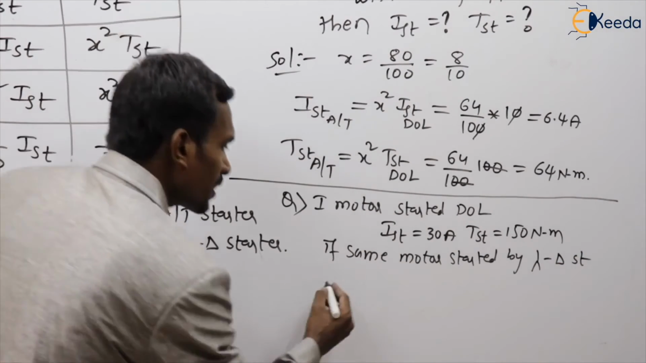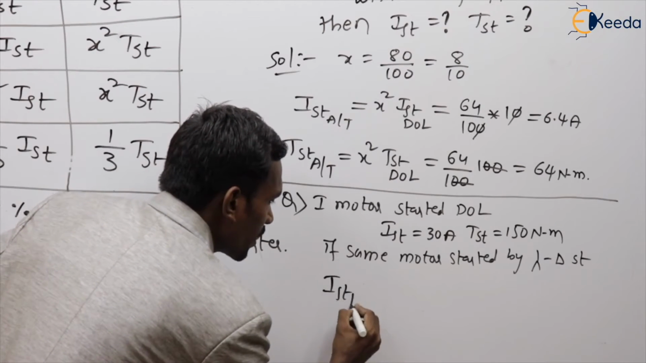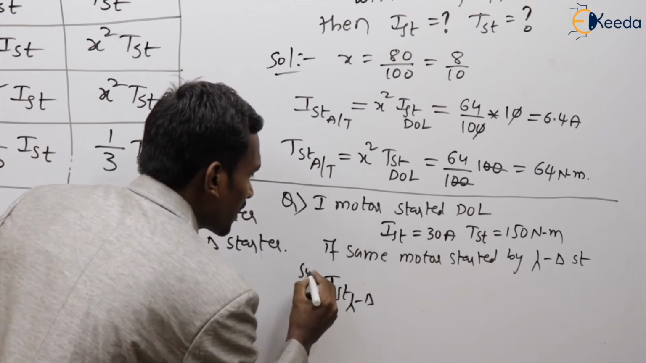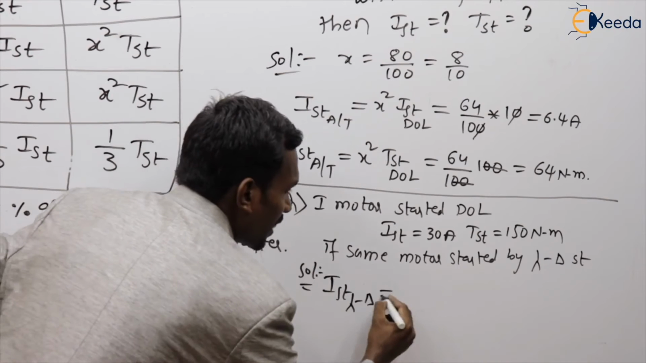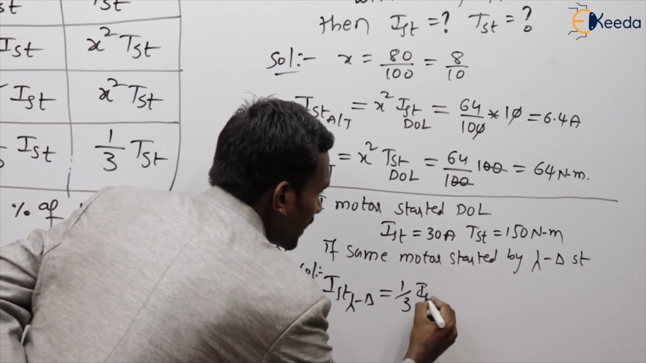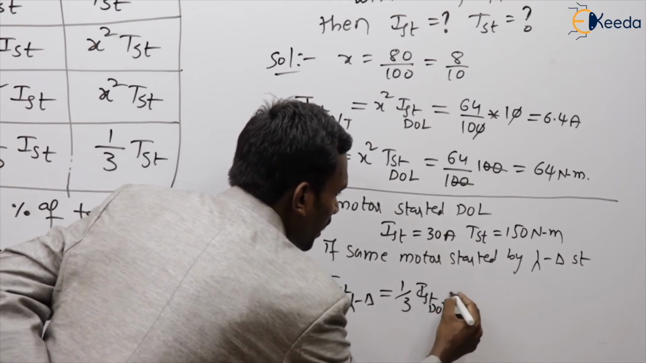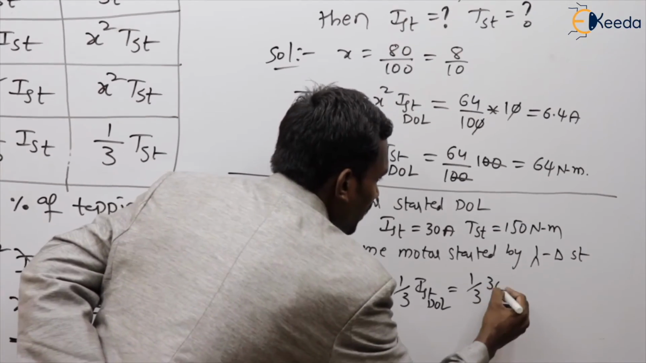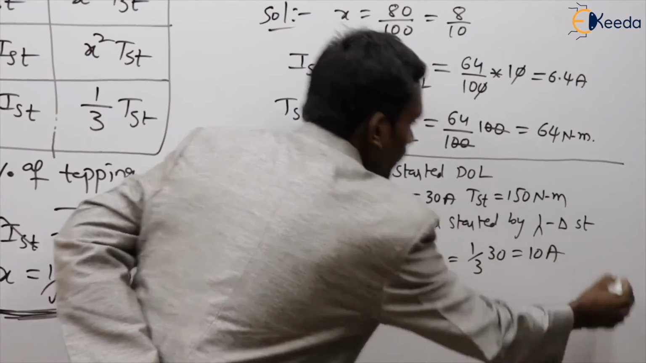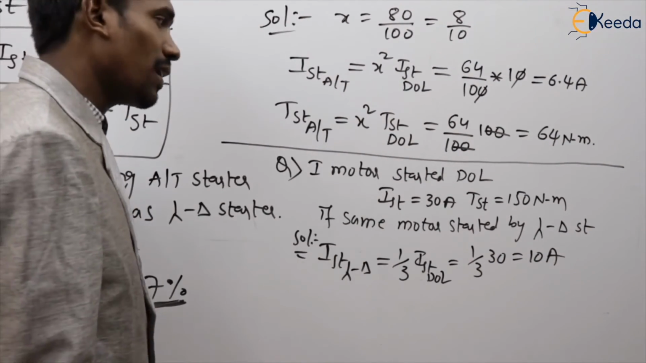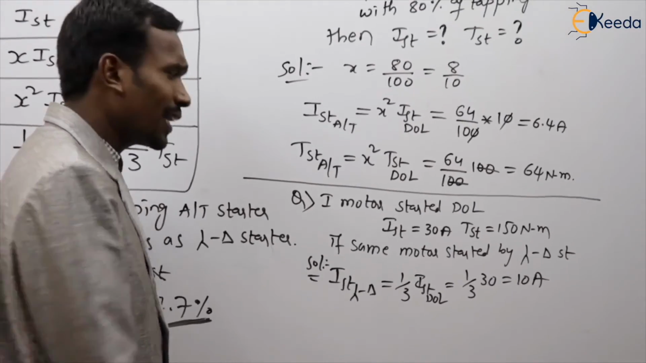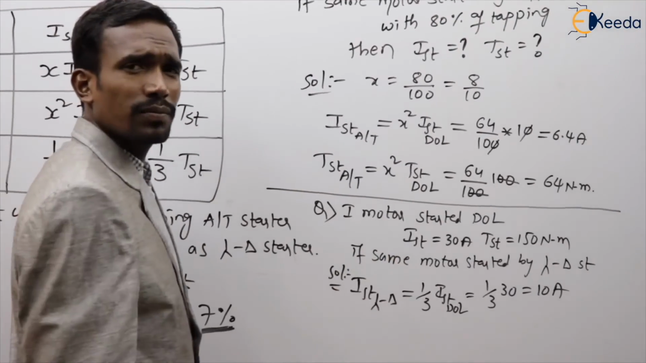starter, then the starting current in star delta is equal to 1 by 3 times of the starting current in DOL, that is 1 by 3 into 30, that is 10 amperes. Yes or no? Very simple answer.